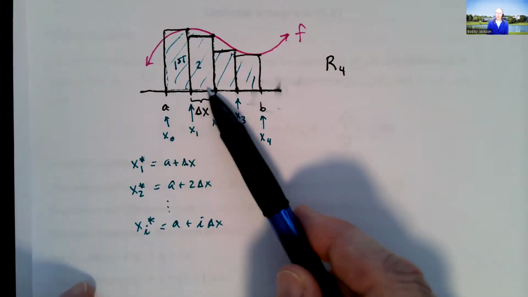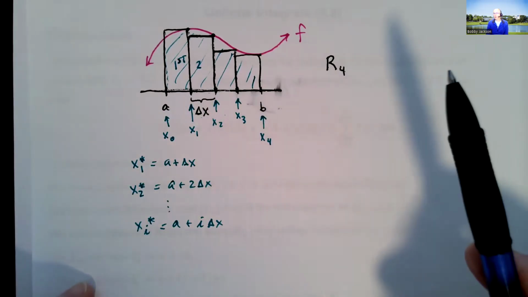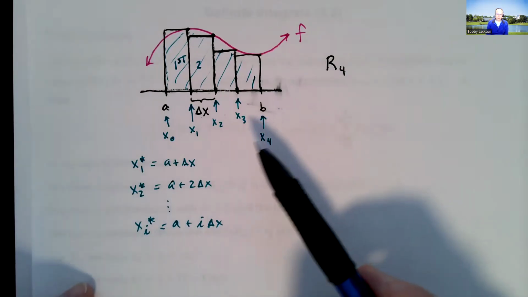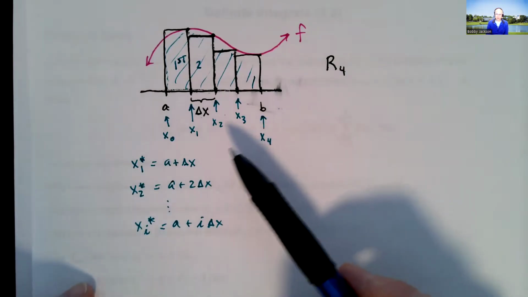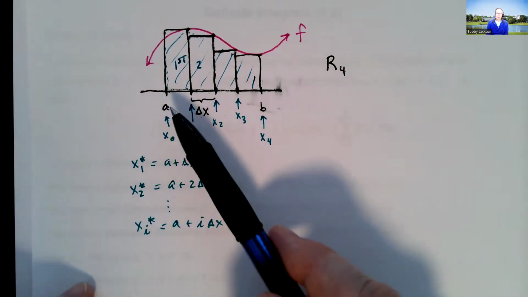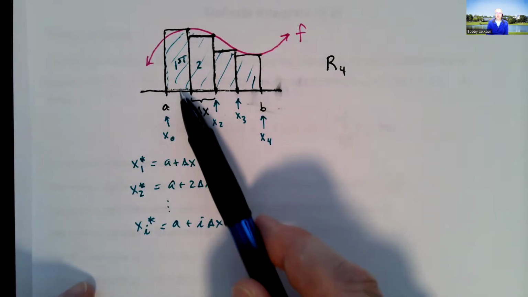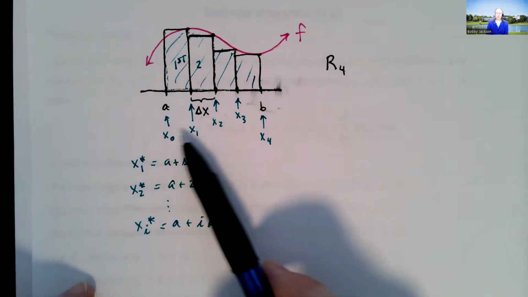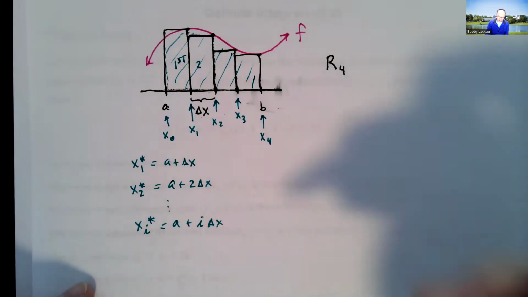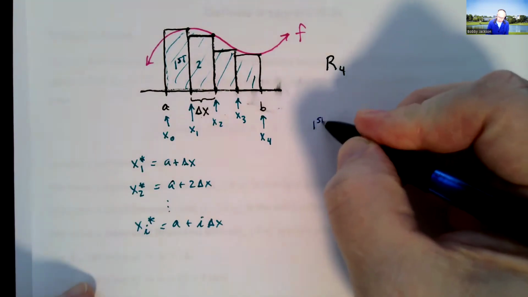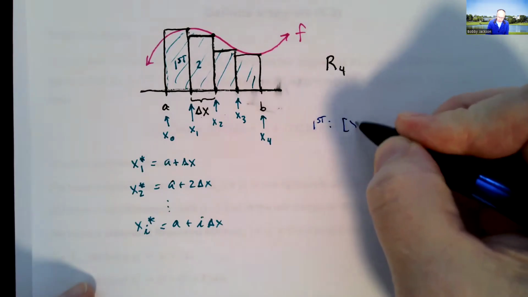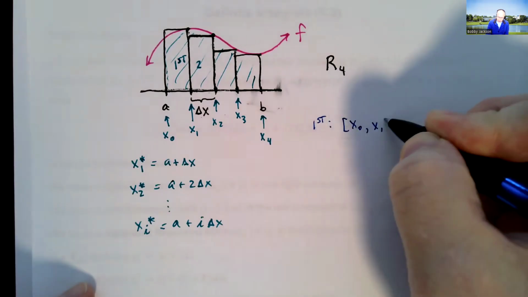So if I have 4 subintervals, I have 5 grid points. I always have one more grid point than subintervals. Does that make sense? Okay. So when we say this is the first subinterval from x sub 0 to x sub 1. So our first subinterval is from x sub 0 to x sub 1.